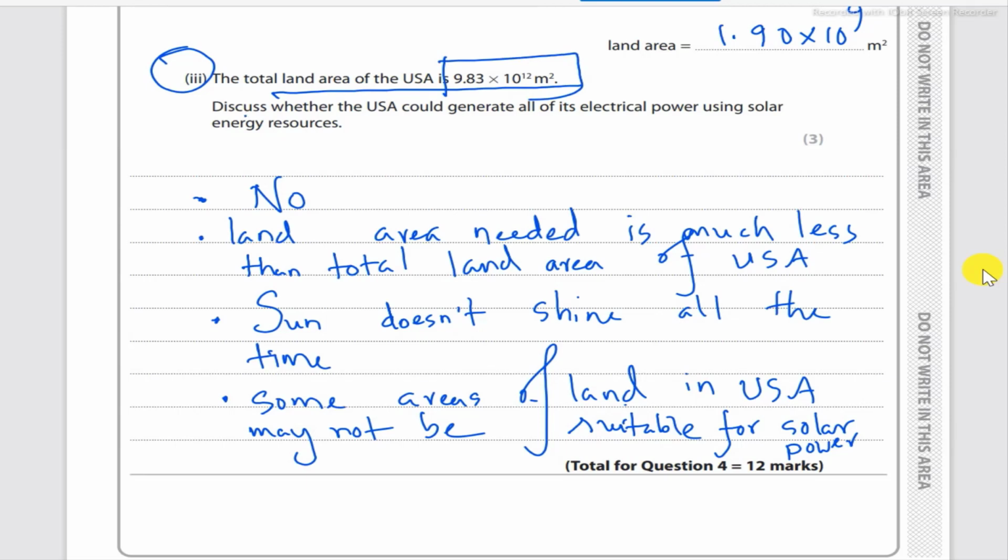So discuss whether USA could generate all of its electrical power using solar energy resource. No, because land area needed is much less than the total land area of USA. Sun does not shine all the time. Some areas of the land in USA may not be suitable for the solar power.